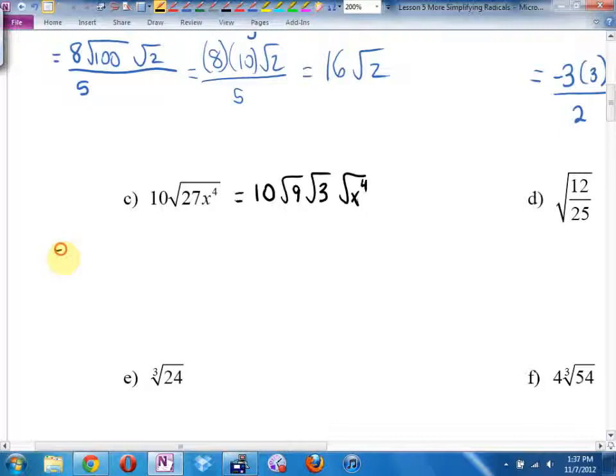Because I think I'm going to get this. A 10. What's that root 9 going to become? There's going to be a 3 in front as well as that 10 being multiplied together. Can I do anything with that root 3? That's going to stay right there. But can I take the square root of x to the 4th? There's going to be an x squared outside the square root as well.